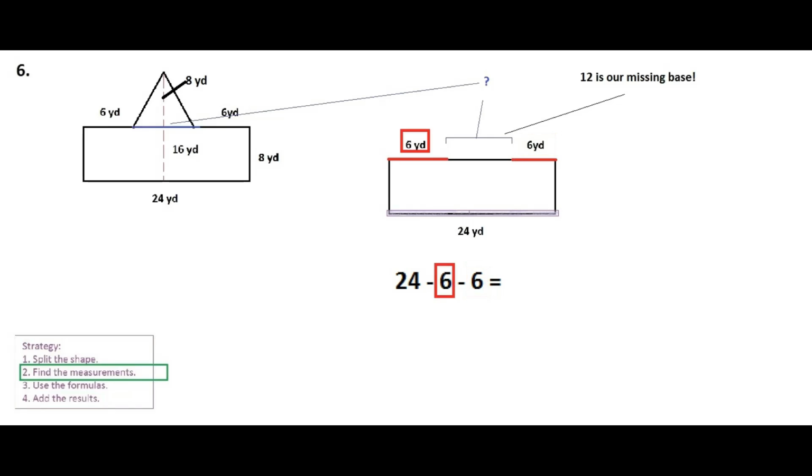All right, so I'll take that back. Here we start. We have 24 yards. That's the complete bottom of that rectangle. And at the top, we have 6 on one side of that missing space and 6 again. So there's 24 minus 6 minus the other 6 on the other side. So that missing piece in the middle has to be 12. So 12 is the length of that missing base.